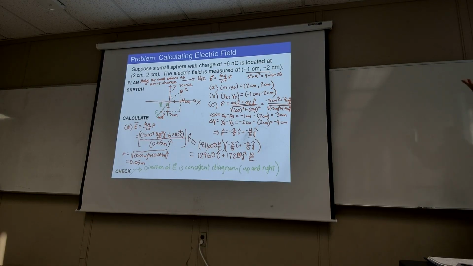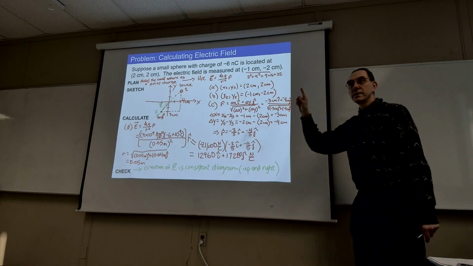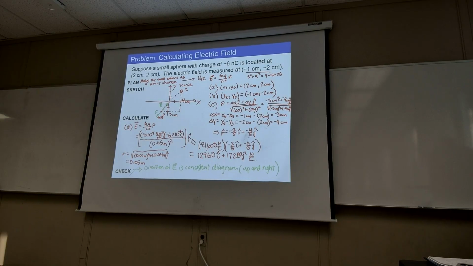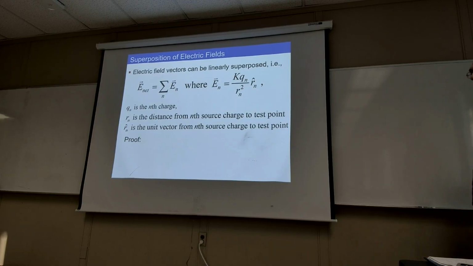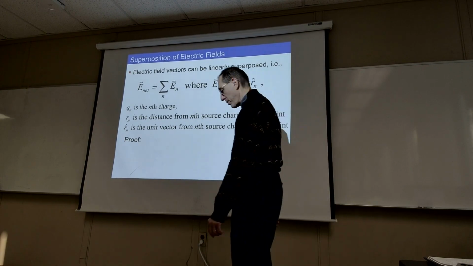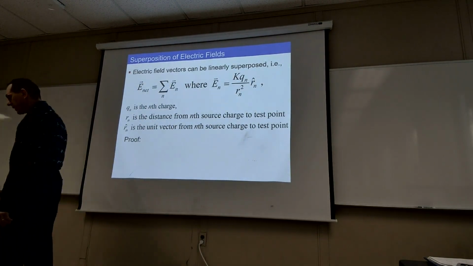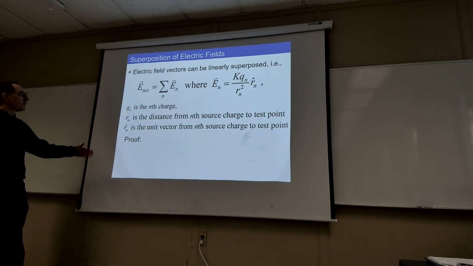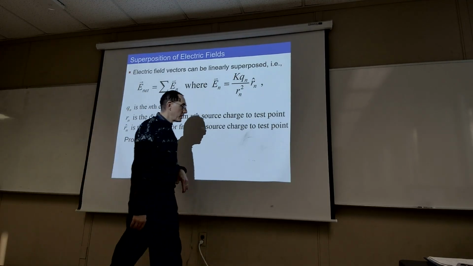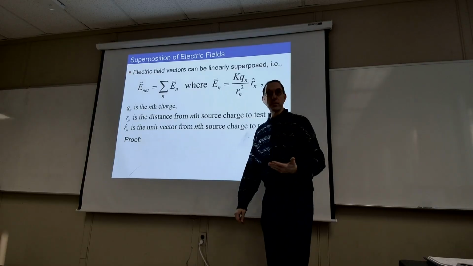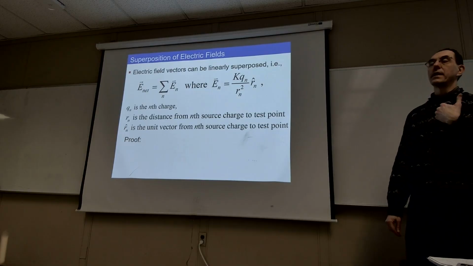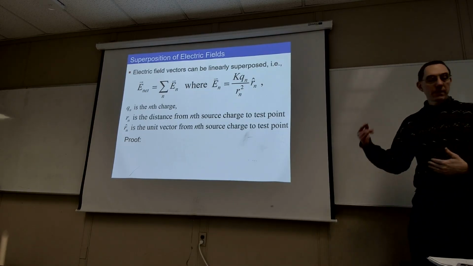So this is an example of how you calculate electric field for a single point charge. For better or for worse, the real world is more complicated than a single point charge, so we need some tools to deal with that. We need to figure out what we can do if we have multiple charges. This is superposition of electric fields. If I have multiple different point charges, then the net electric field at a given point is given by the vector sum.